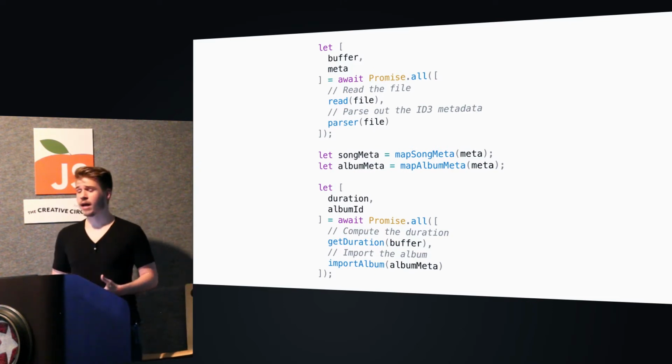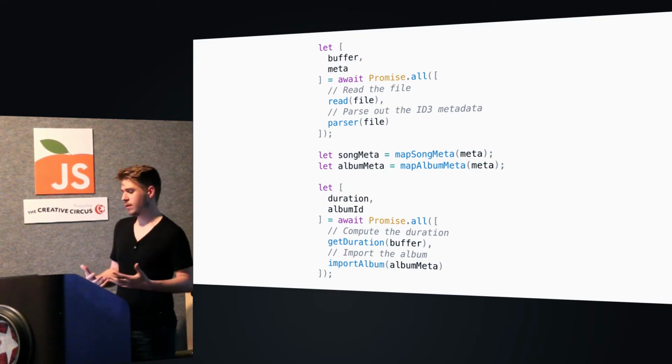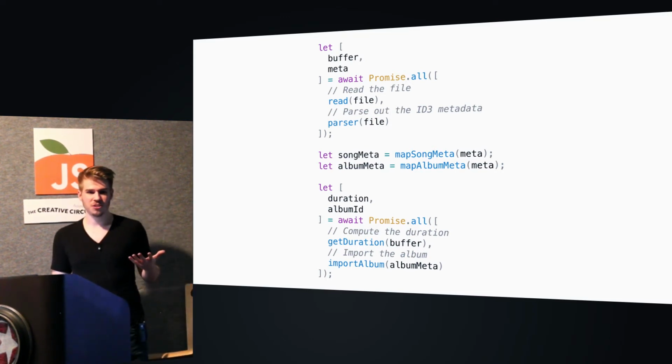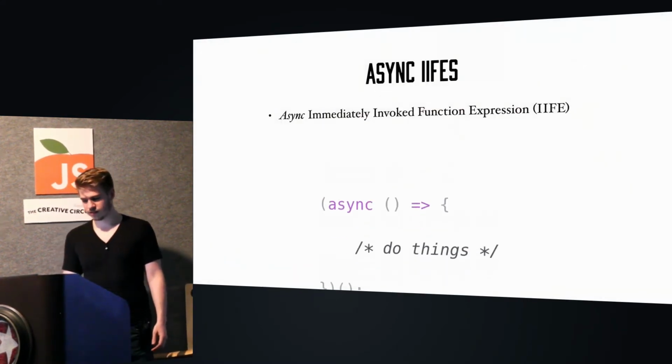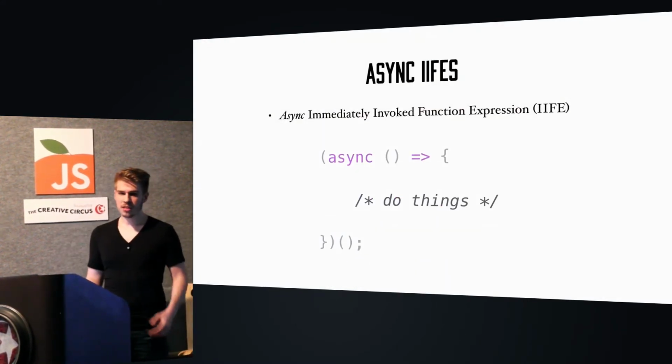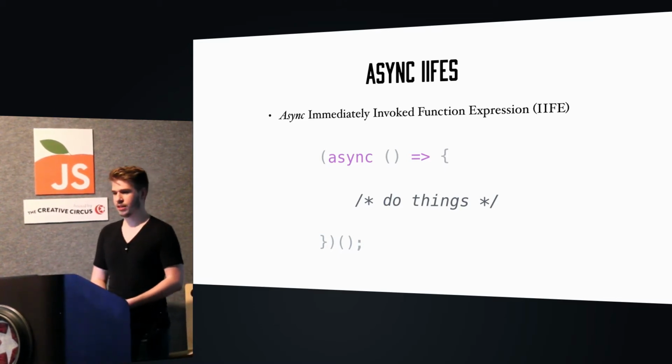This should sound a lot like how makefiles or gulp files or pretty much any task runner works. But we don't need libraries to do this. We can actually just use built-in patterns in JavaScript. So to accomplish this, we're going to use a pattern. It's called async immediately invoked function expressions.